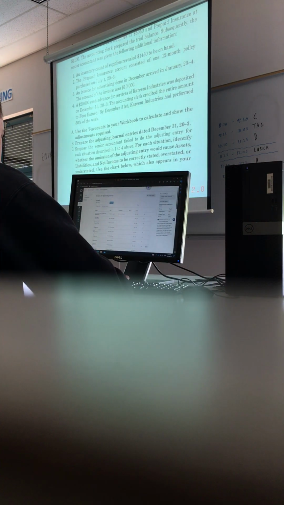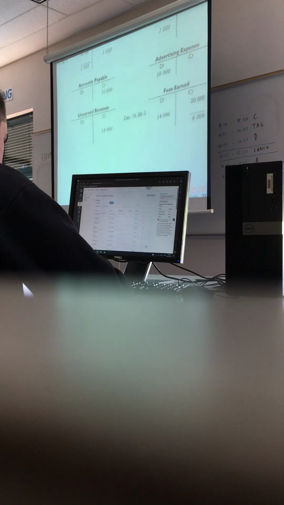So this one is unearned revenue. It says a $20,000 cash advance for services you're going to perform was deposited in your accounts on December 15th. But as of year end, you've only completed 30% of the work. So that means 70% of that 20,000 is unearned revenue because you haven't done the work yet. So you can't recognize it as revenue. So what you've got to do is just move it.